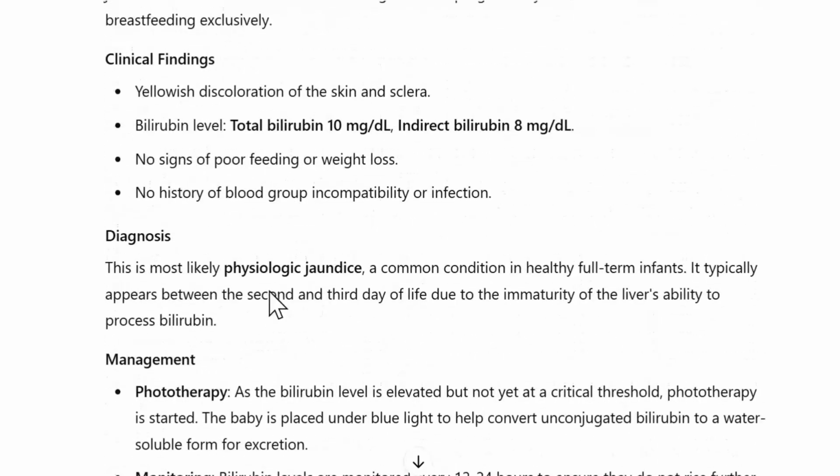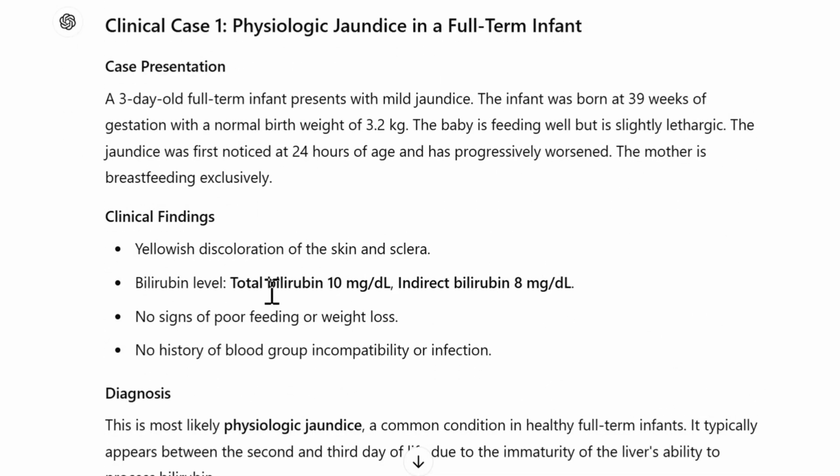Clinical Case 1. Physiologic jaundice in a full-term infant. Case presentation. A 3-day-old full-term infant presents with mild jaundice. The infant was born at 39 weeks of gestation with a normal birth weight of 3.2 kilograms. The baby is feeding well but is slightly lethargic. The jaundice was first noticed at 24 hours of age and has progressively worsened. The mother is breastfeeding exclusively.